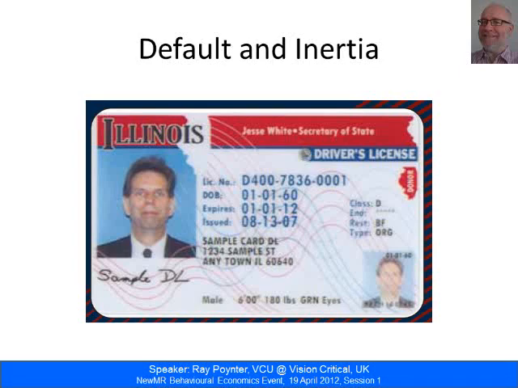So Germany, opt-in, 12% of people are donors. Austria, opt-out, 99% of people are donors. That's a tremendous inertia effect between the two. And it happens elsewhere. Another example that's often quoted is the US state of Illinois.